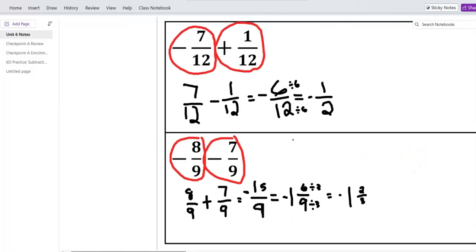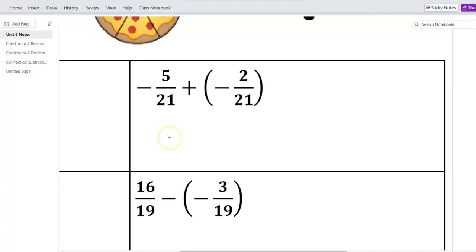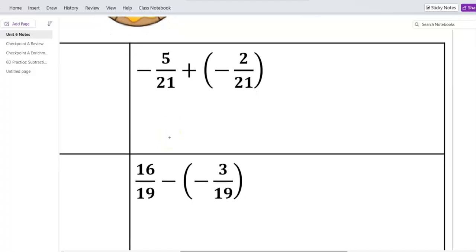So go ahead and take a moment, pause the video, and try these next two. Again, circle the number and the sign in front of it, but don't forget there is something special we'll have to do down here on this one first. So go ahead and pause it and try these two problems.